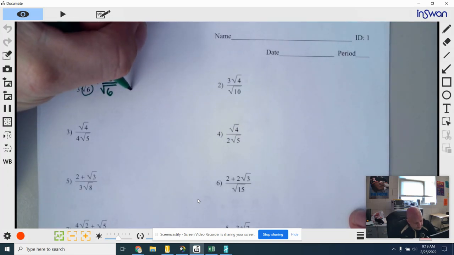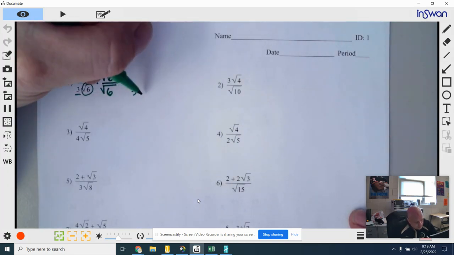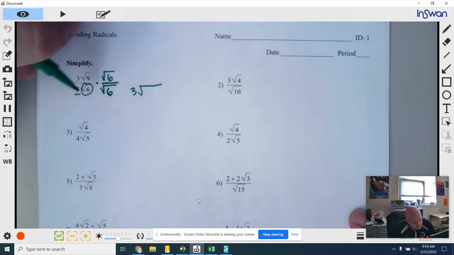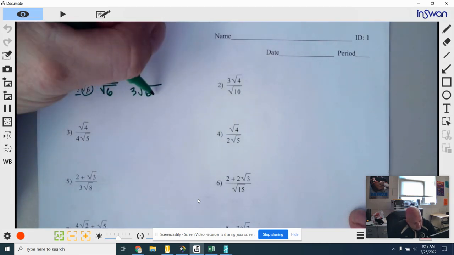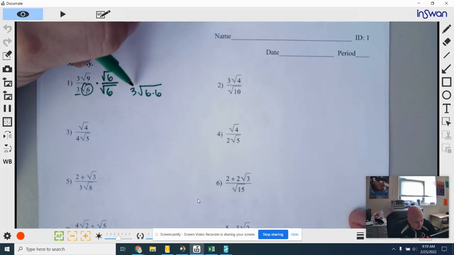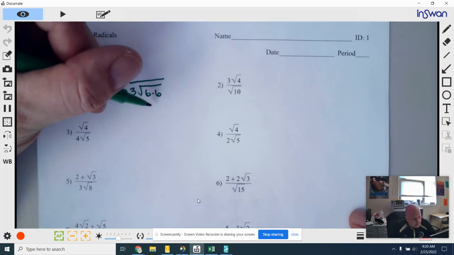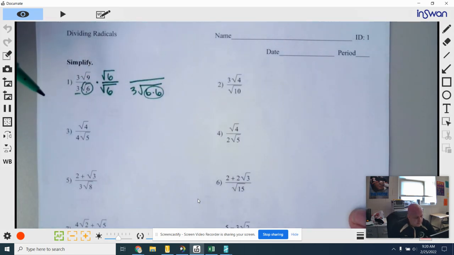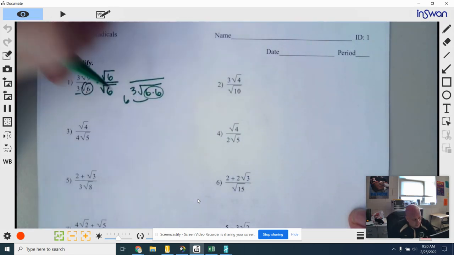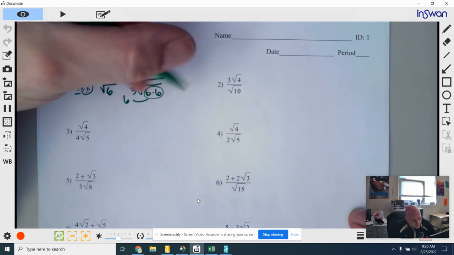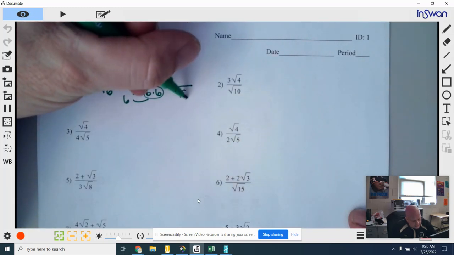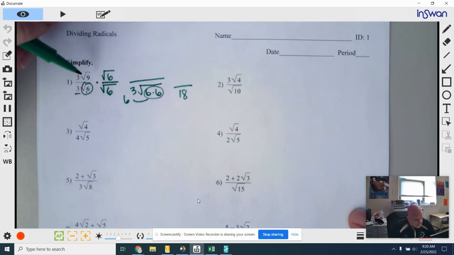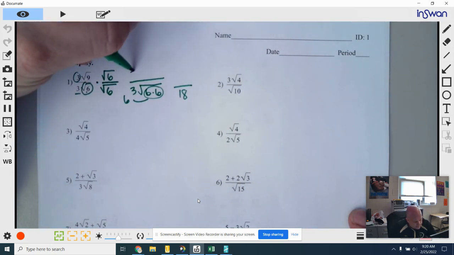So on the bottom, you had that 3 that was out front, that still stays out front. And then you have this first 6, but you bring this 6 in with it. Now I can break those down, each one to 2 times 3, 2 times 3, circle my pairs. Or if you just see a pair of factors, that's all you have to circle, and out comes one of them. So out comes that 6 and multiplies with that 3, and that gives us 18 on the bottom.